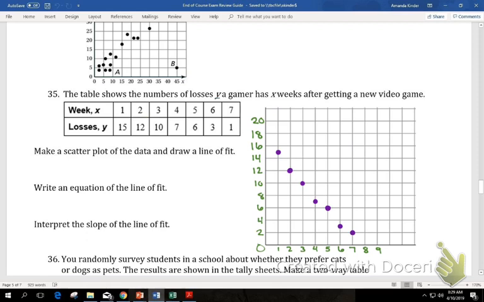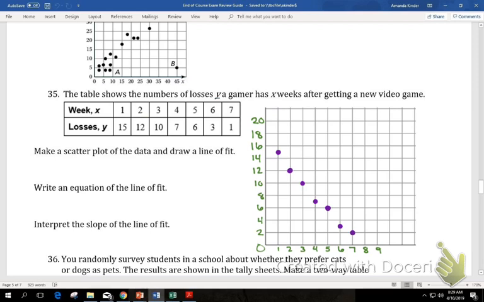So now tell me, what does this pattern show me about the gamer? That his losses are decreasing. Okay, I heard the longer he waits, the longer he owns the game, right? What's happening to his losses? He's getting better, right? At the game, because he's losing less. Maybe it's like NBA or something. Yeah, 2K. 2K19. Okay, so doesn't that make sense too? Like when you first get a game, anybody ever been really bad at something when you first try it? Yeah, and then the longer you have it, the better you get.